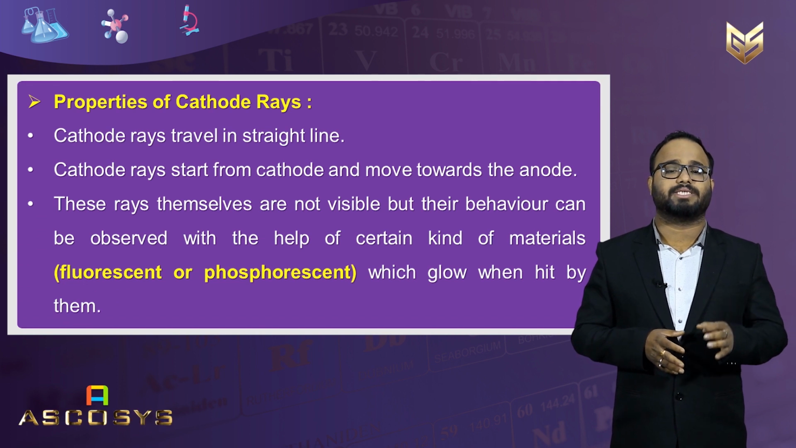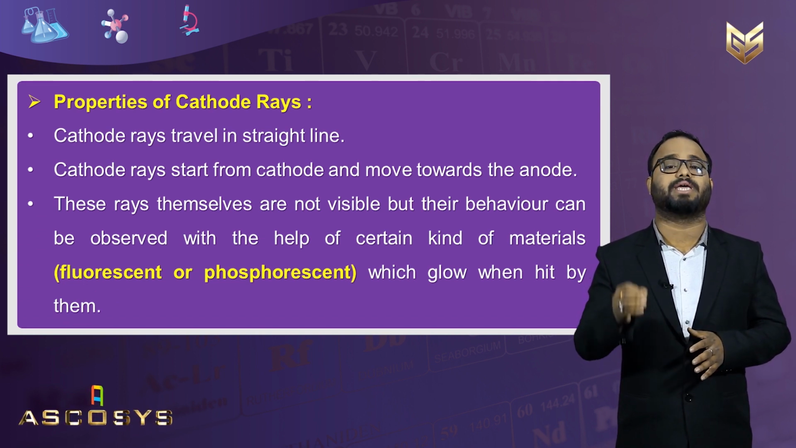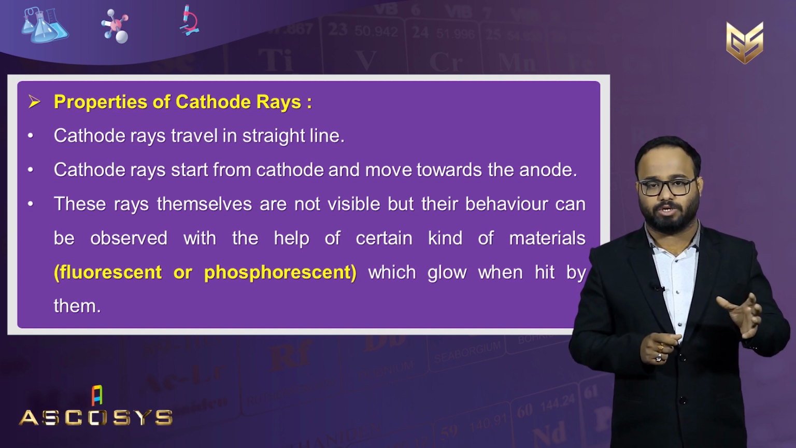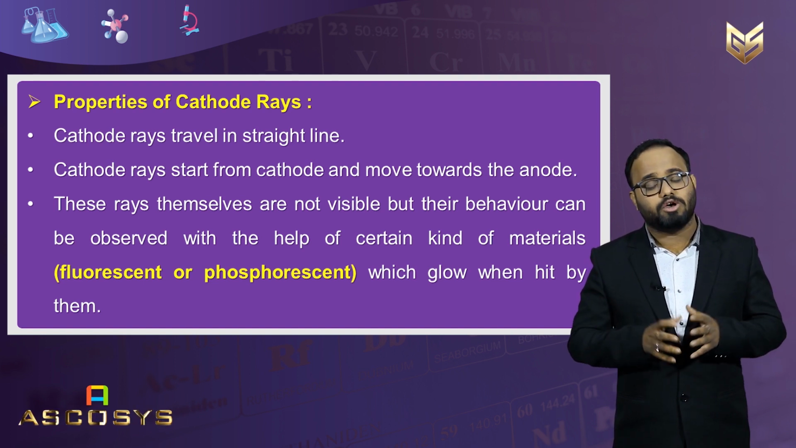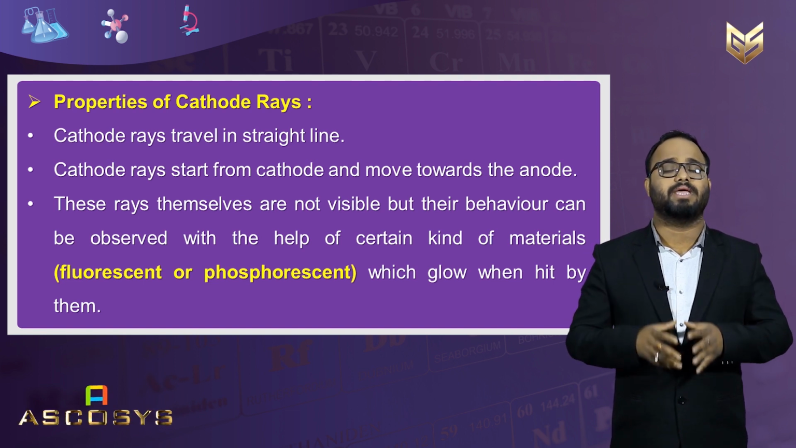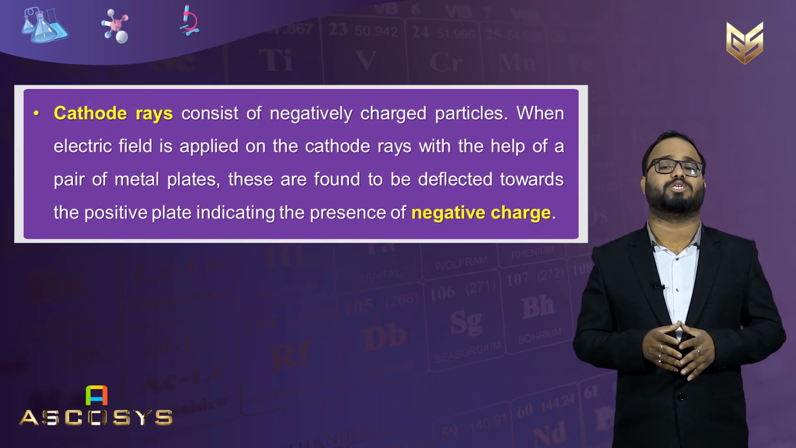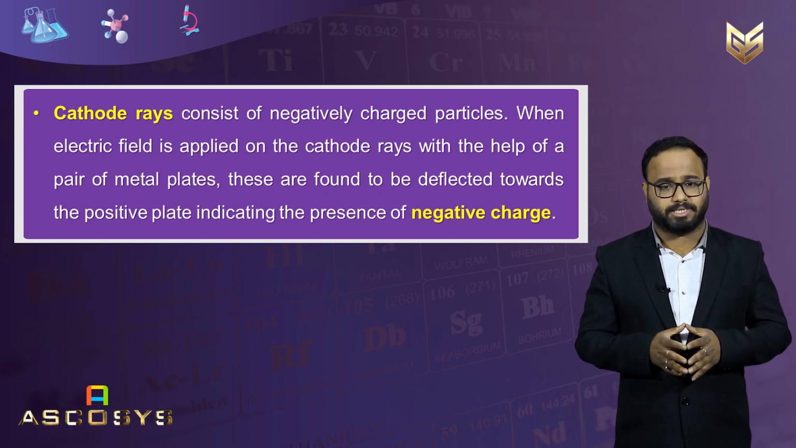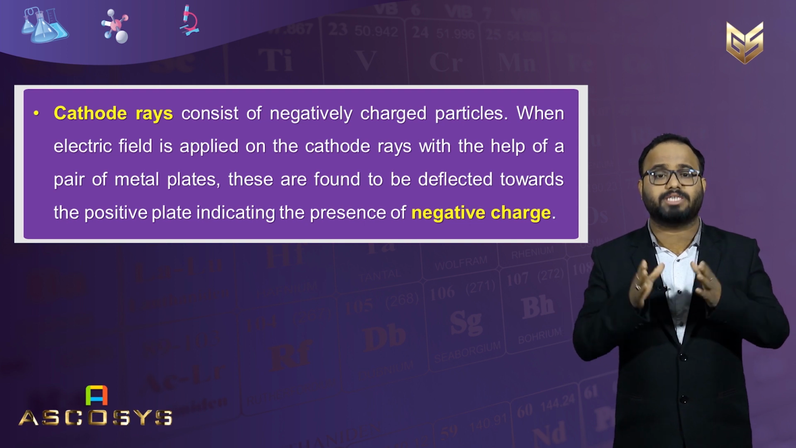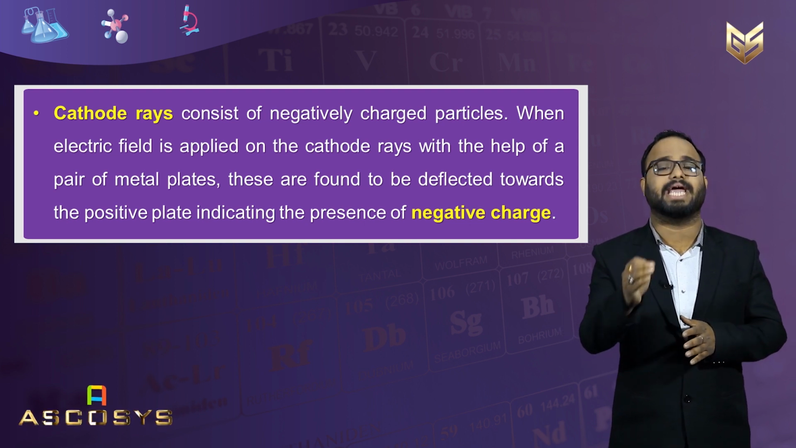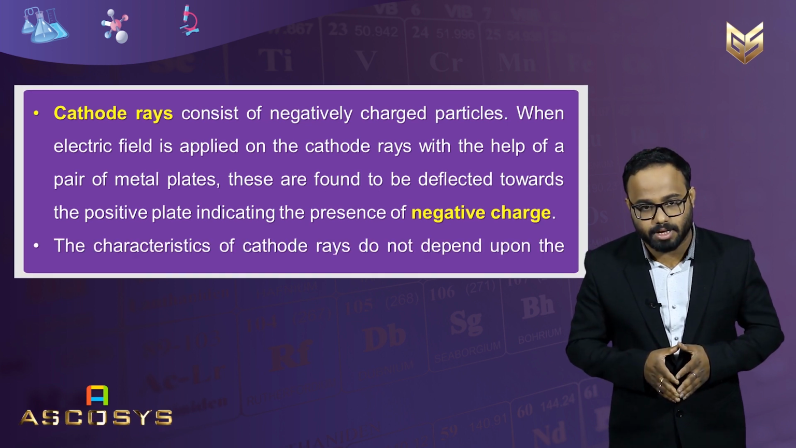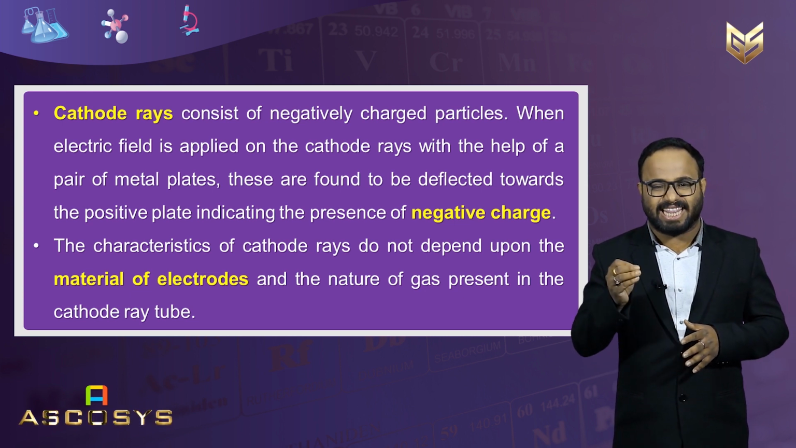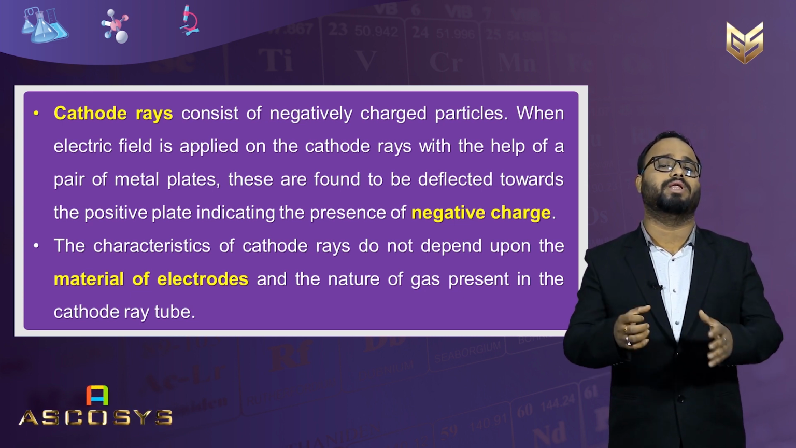Number 3, these rays themselves are not visible, but their behavior can be observed with the help of certain kinds of materials, fluorescent or phosphorescent, which glow when hit by them. Cathode rays consist of negatively charged particles. When an electric field is applied on the cathode ray with the help of a pair of metal plates, they are found to be deflected towards the positive plate, indicating the presence of negative charge. The characteristics of cathode rays do not depend upon the material of the electrodes and the nature of the gas present in the cathode ray tube.